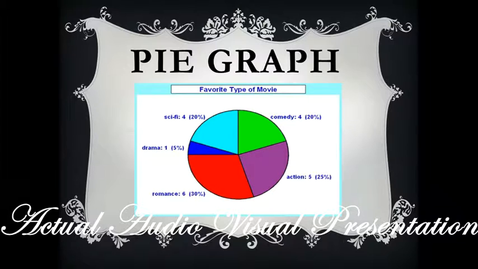20% choose science fiction, then the other 20% is comedy. 5% is drama, 25% is action, and the 30% is romance. The total number of respondents is equivalent to 20.